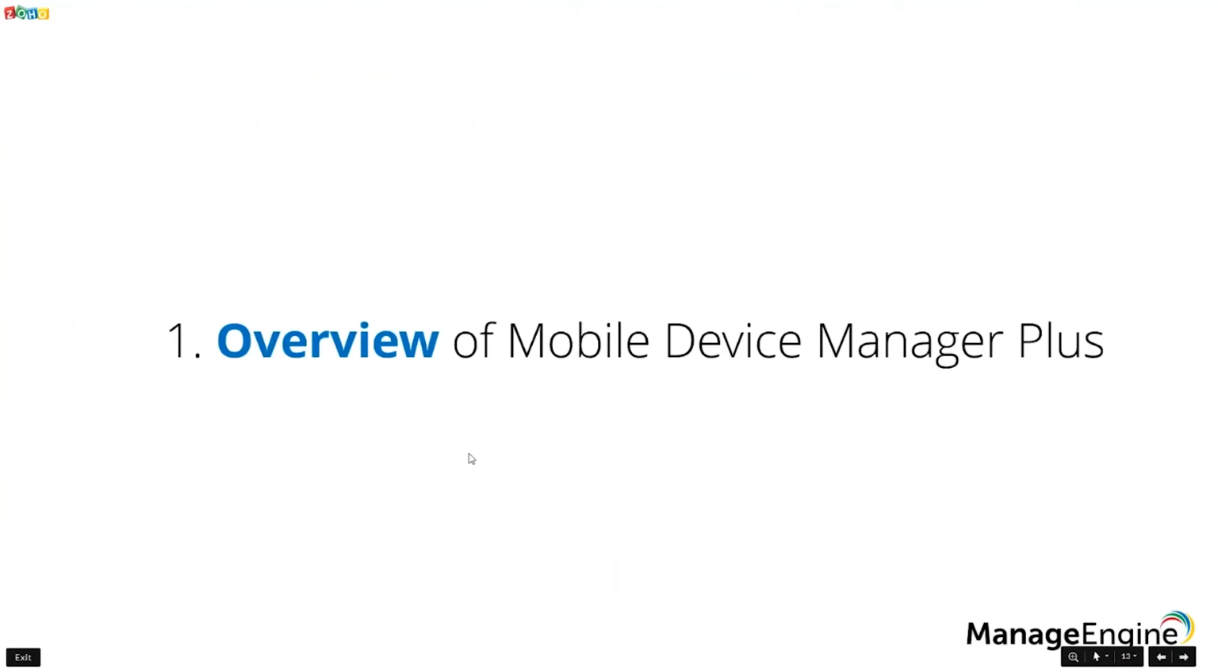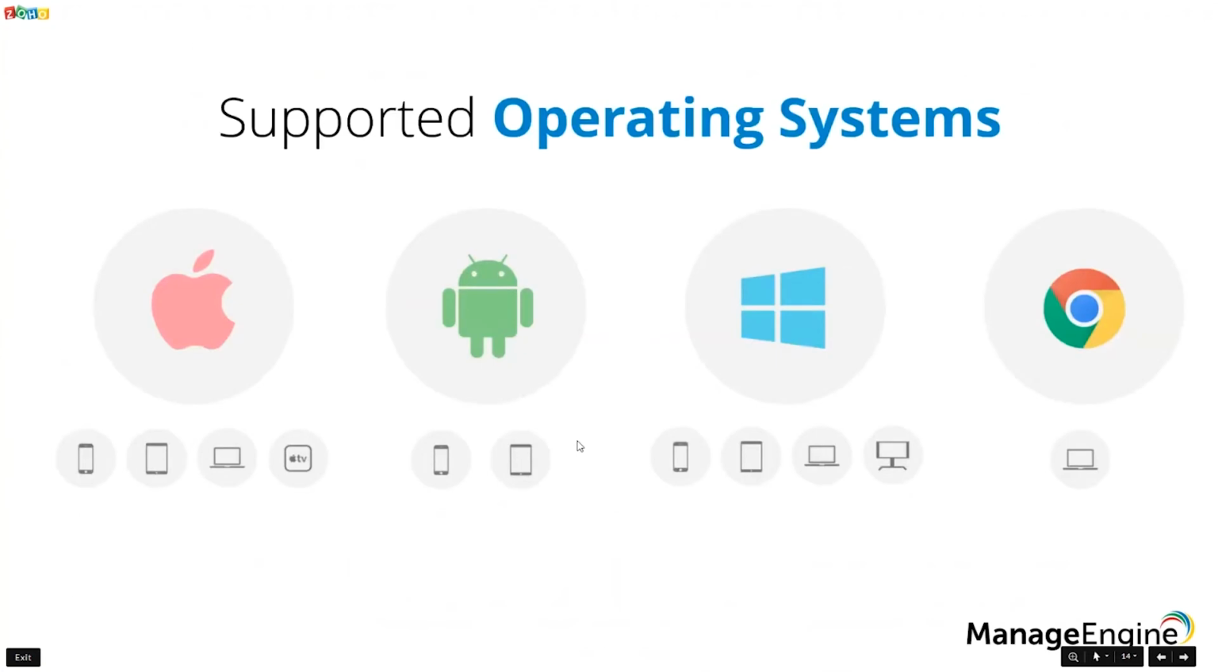So first, as I mentioned, I'm going to give you a quick overview of the MDM. Using this Mobile Device Manager Plus solution, you will be able to manage Apple, Android, Windows, and Chrome OS. These are the list of operating systems which you can manage using our Mobile Device Manager solution. And when it comes to the device type, it could be a smartphone, a tablet, a MacBook, or Windows 10 or 11 laptops, and Android TVs, Apple TVs, Chromebooks, and Surface Hub.